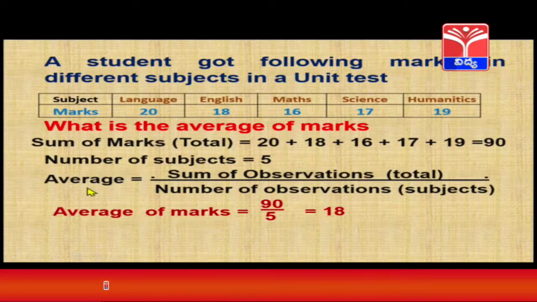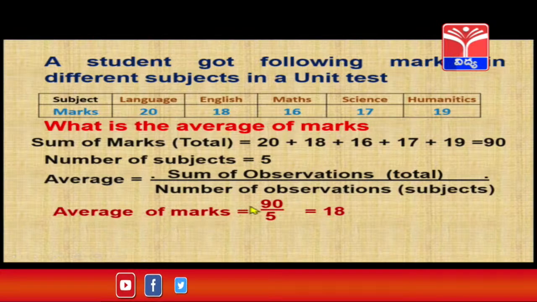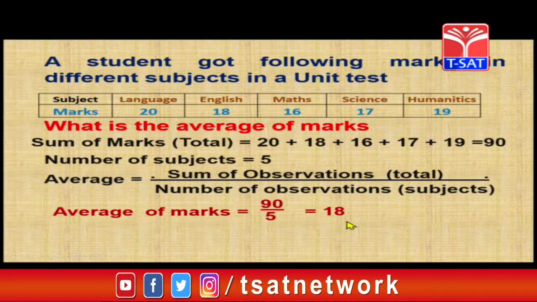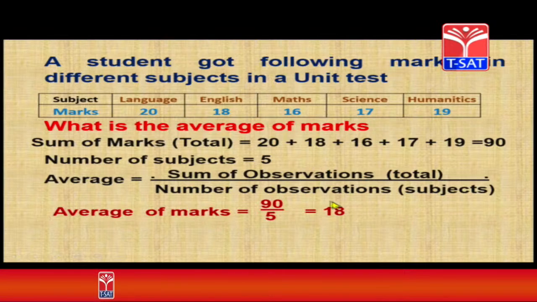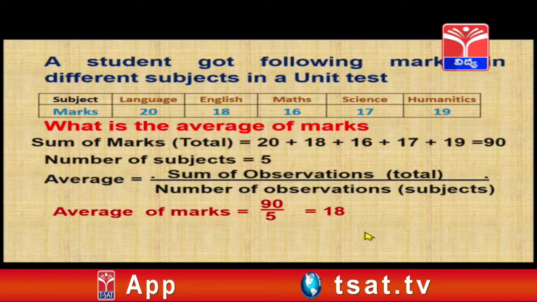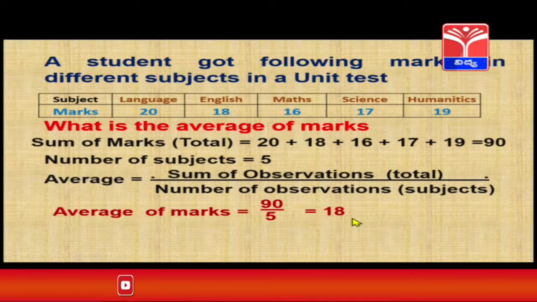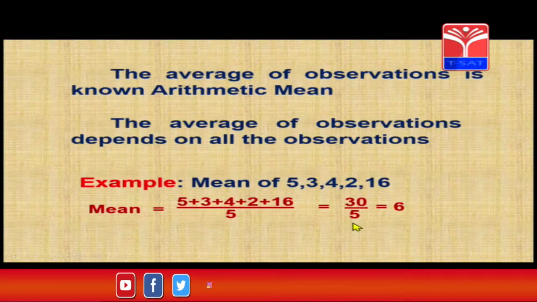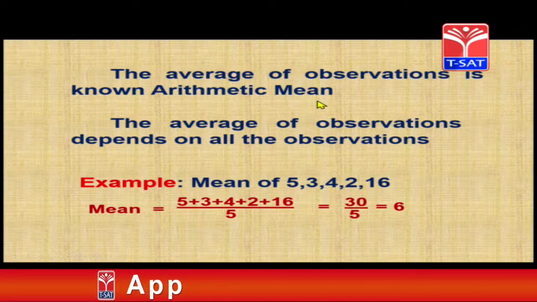That means average is equal to the sum of observations, or total, divided by the number of observations, that is, subjects. So, the average marks of that student is equal to how much here? 90 by 5, which is 18 marks. Are you clear, children? So, here in this case the average is 18. Now, you have observed the average of chocolates in the previous case, and now we have observed the average of marks, isn't it? Now, what do you call this average? The average of observations is known as the arithmetic mean in general.